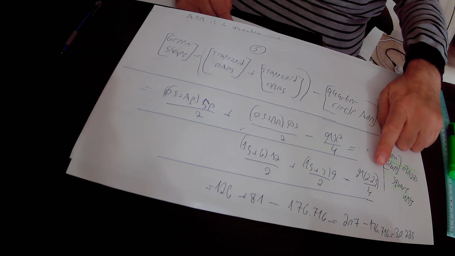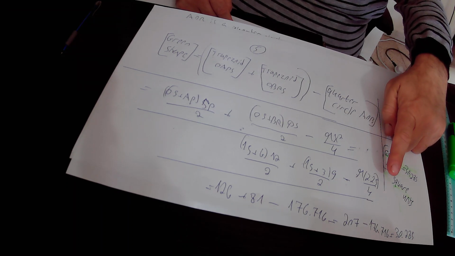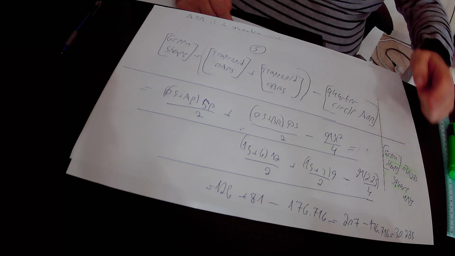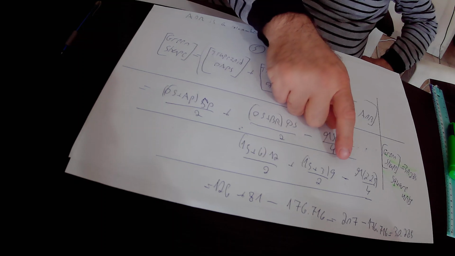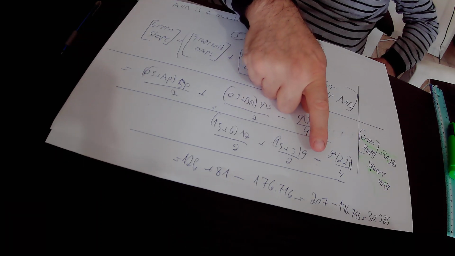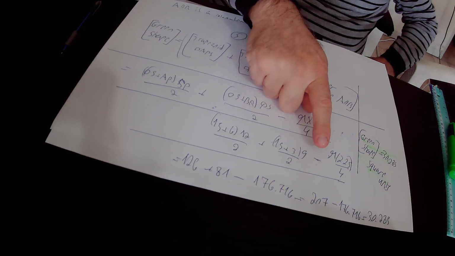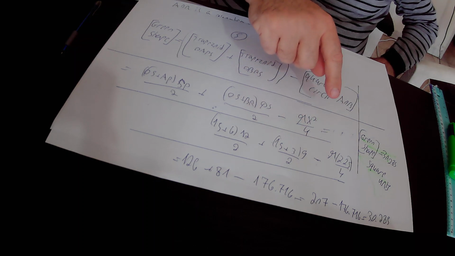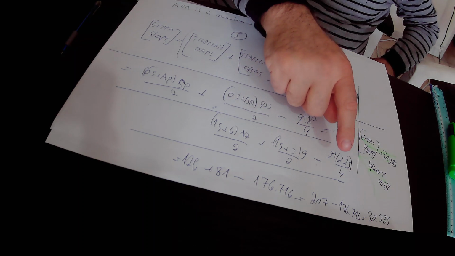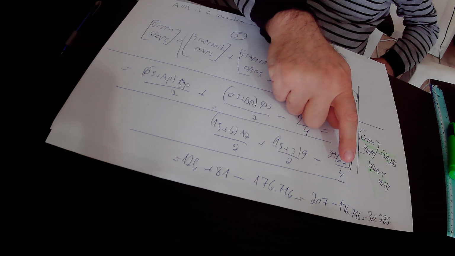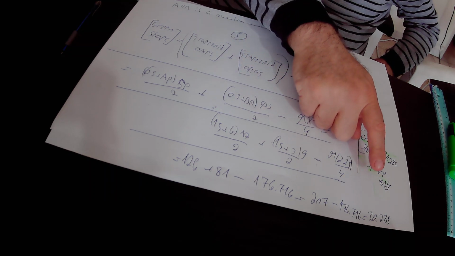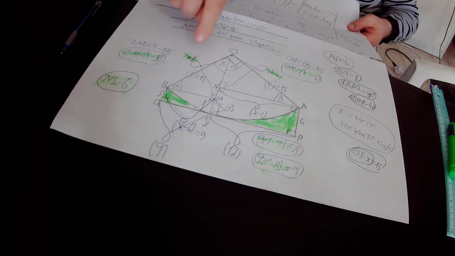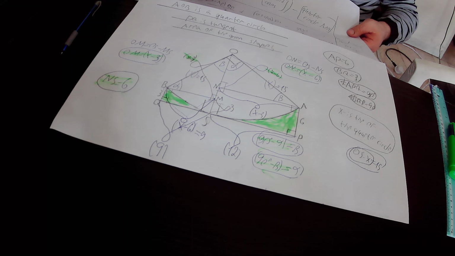225 pi over 4 equals 176.716. Therefore the area of the whole shape, that is 207 square units, minus the area of the quarter circle AOB, that is 176.716 square units, equals 30.285 square units. So the area of this gray shape equals 30.285 square units.